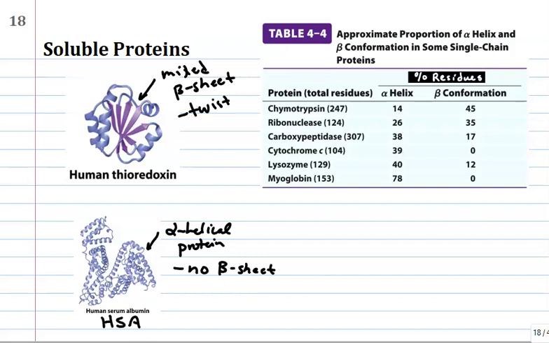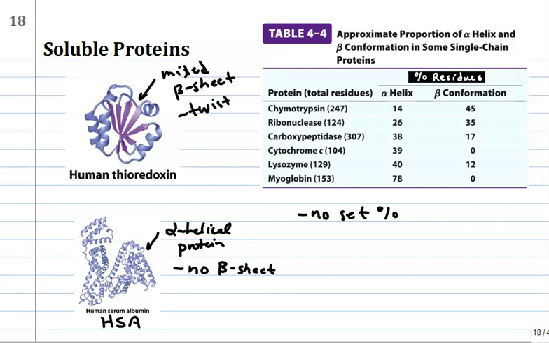Now, if you want to know some examples of how much alpha helix is in a protein, how much beta sheet, or they call it beta conformation, then you can look at this table. There's nothing to remember about this table except there's no set percentage of either one of these in a protein. Ribonuclease has 124 amino acids. 26% of those are in alpha helix. 35% of those are in beta conformation. I believe that's beta sheet, and that might include beta turn, but it doesn't really matter. There's no set percentage for this.